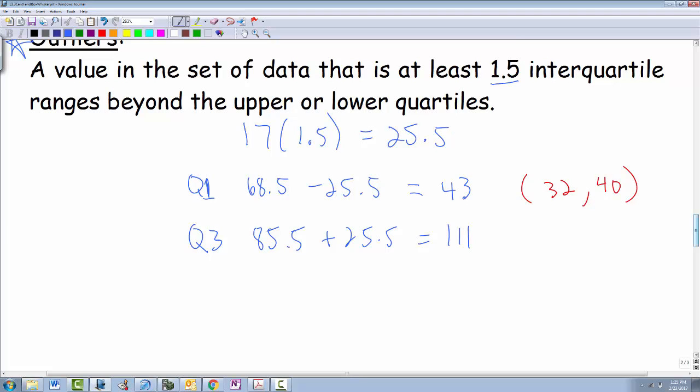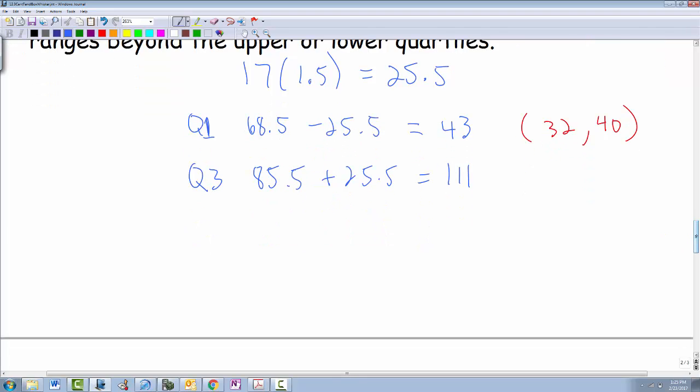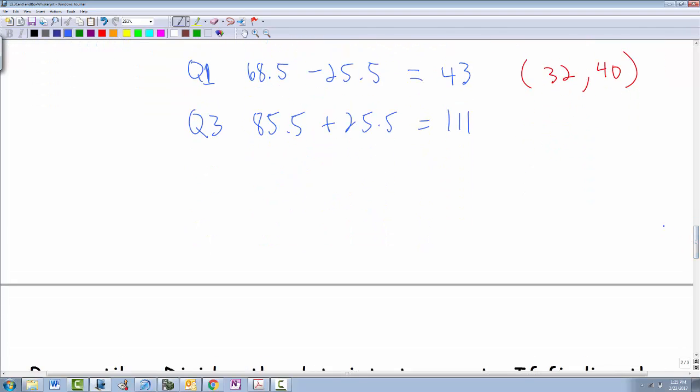Well, we don't have any outliers on that end. Okay, so now here's the box and whisker plot, and now it's going to be complete with outliers involved. That's a sad attempt at a number line.